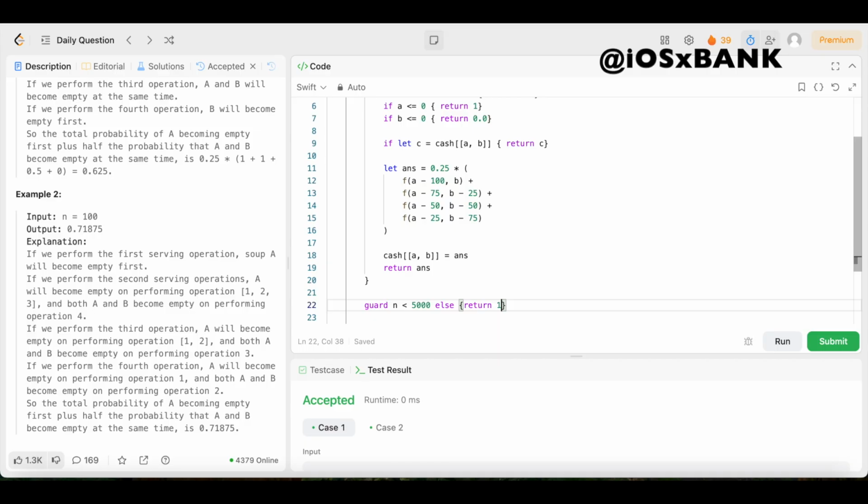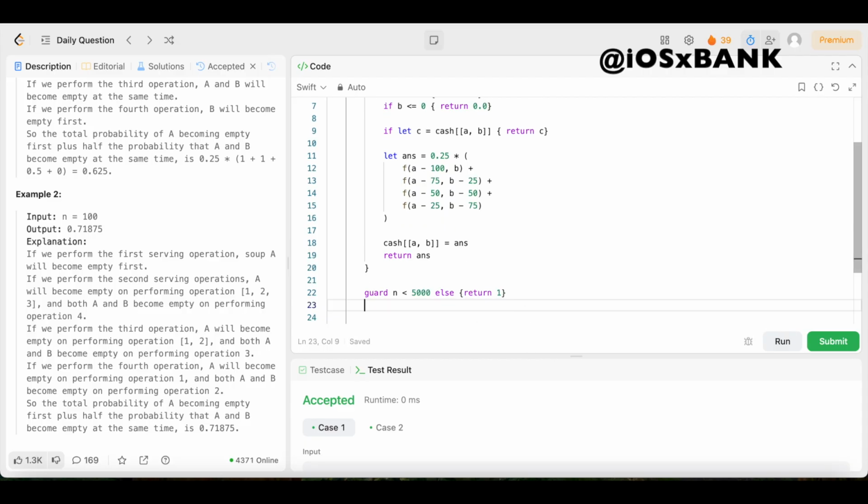We're going to map the state of A and B to the probability. So we're going to come underneath this, declare a variable called cache, and we're going to set that equal to, excuse me, not to the array of integers, it's going to be a dictionary with the integer, then a colon and a double, like that. Come outside of the square brackets and put the parentheses.